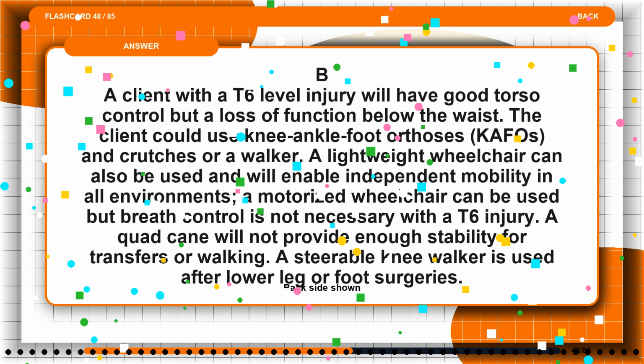A motorized wheelchair can be used, but breath control is not necessary with a T6 injury. A quad cane will not provide enough stability for transfers or walking. A steerable knee walker is used after lower leg or foot surgeries.